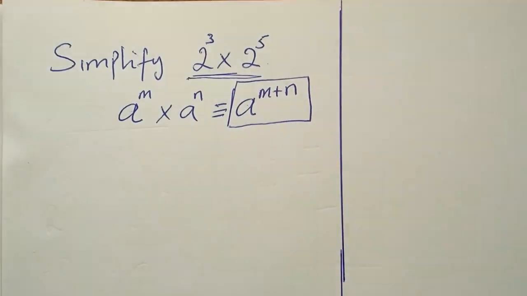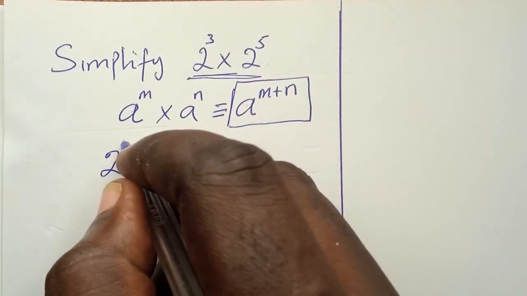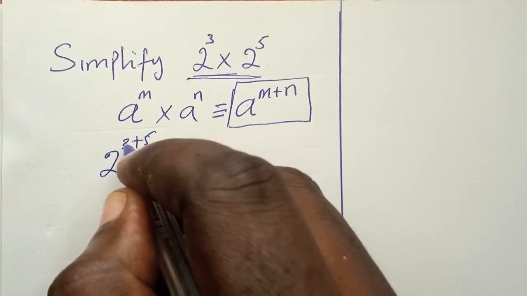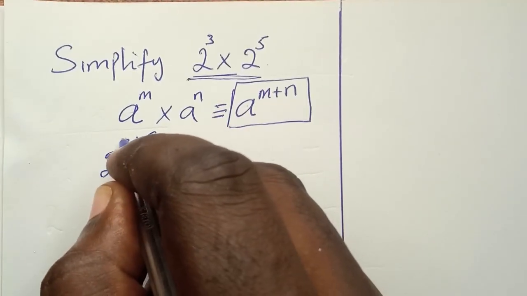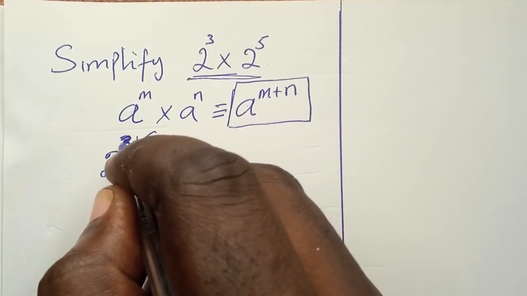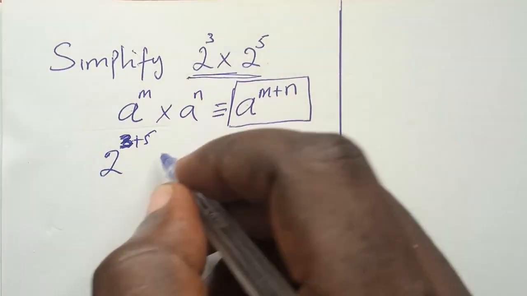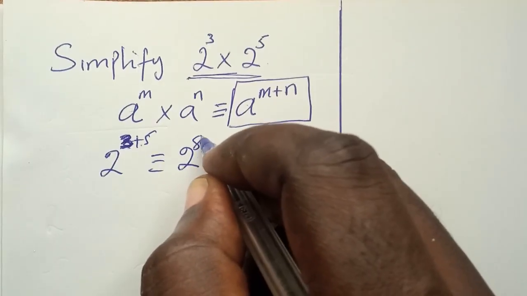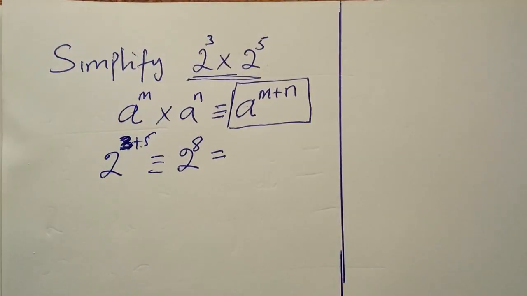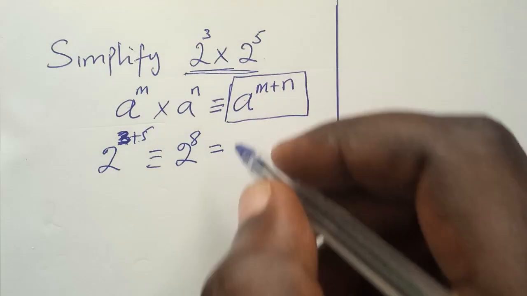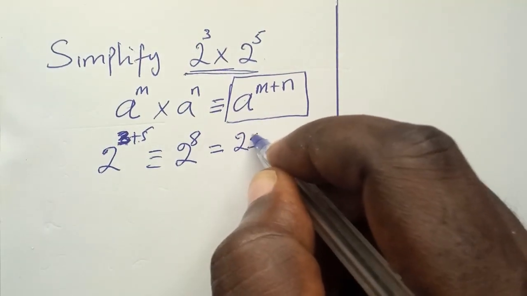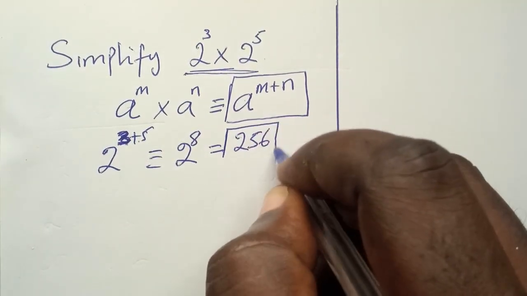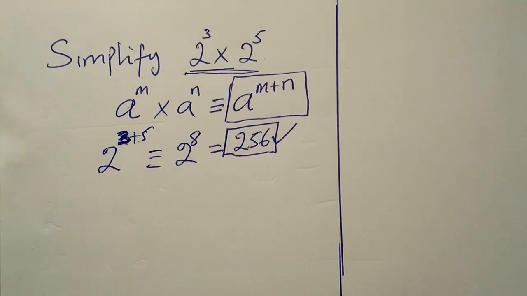So we are going to use this simple rule for this particular expression. Looking at these, we therefore have 2 to the power 3 plus 5. That is 2 raised to the power 3 plus 5, which is the same as 2 raised to the power 8. And this is the same as 256. So the correct answer here is 256.